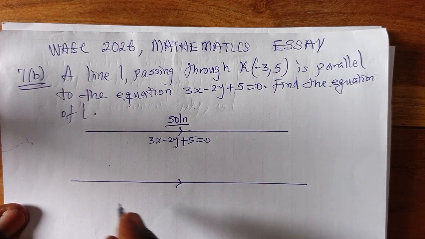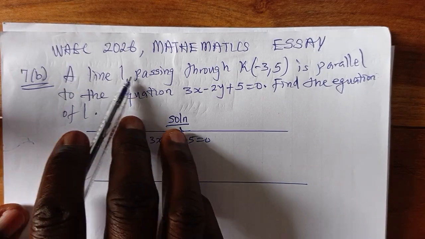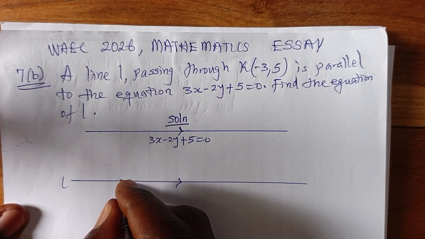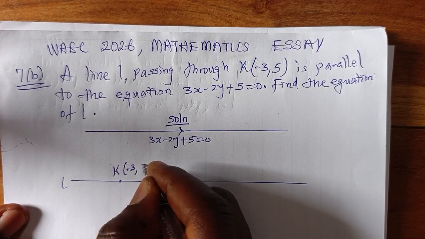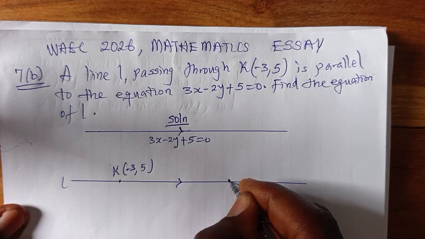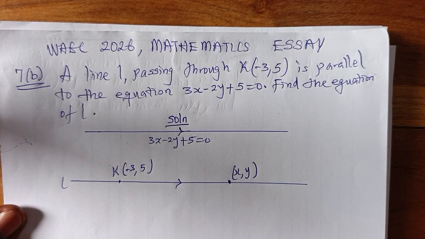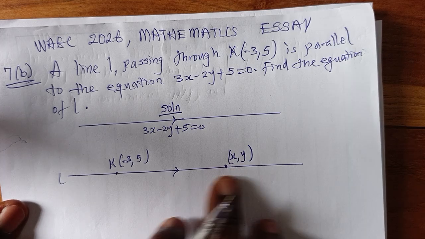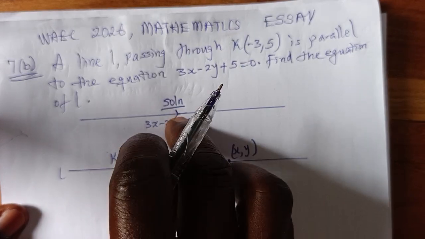So this is L, a line L passing through the coordinate K with coordinate (-3, 5). Then we are going to pick another coordinate, using x and y as another coordinate on the same line. So let's work on this equation.